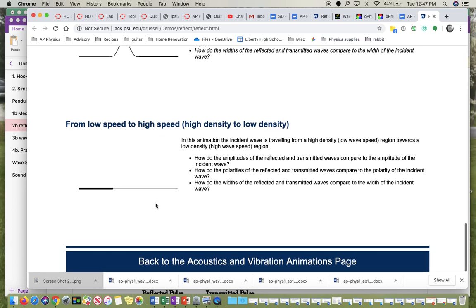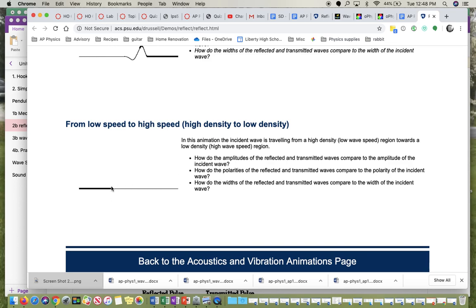Then we have just the opposite of that. We have a more dense to a less dense medium. The incident wave is reflected very similar to a free end reflection. So what we have here is the incident wave is reflected in phase with the incident, and then you have the wave that continues to propagate through.